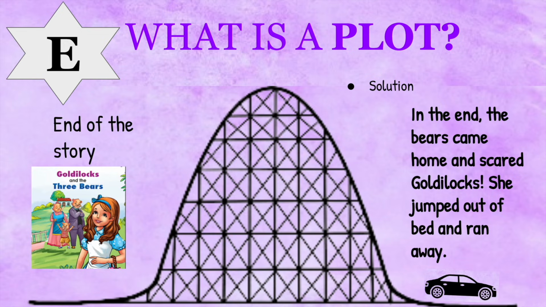In the end, the bears came home and scared Goldilocks. She jumped out of the bed and ran away. So you can see in this story how it shows the beginning, where the author introduced the characters and the setting. In the middle, the author introduced the conflict or the problem. And in the end, the author shows how that character solved that problem, and it shows the resolution.